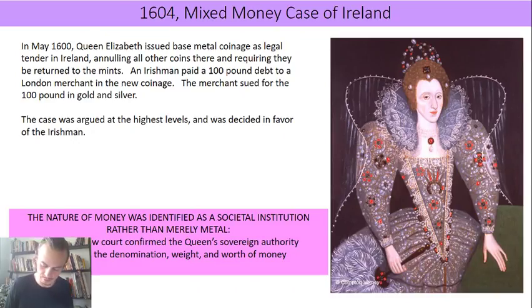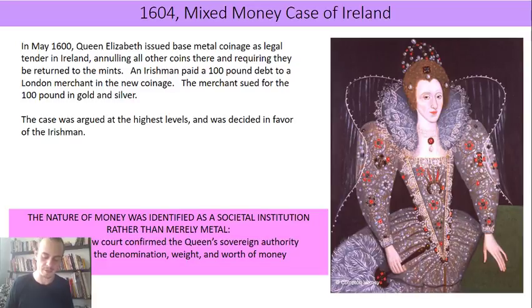So, in May of 1600, we see a very important landmark case, the mixed money case. And we start to see a regaining of the lost science of money. The mixed money of Ireland case arose during the reign of Queen Elizabeth I, known for her efforts to put the coinage on a sound footing. It's still cited in 20th century court decisions. Elizabeth issued base metal coinage as legal tender in Ireland in May 1600, annulling all other coins there and requiring they be returned to the mints.